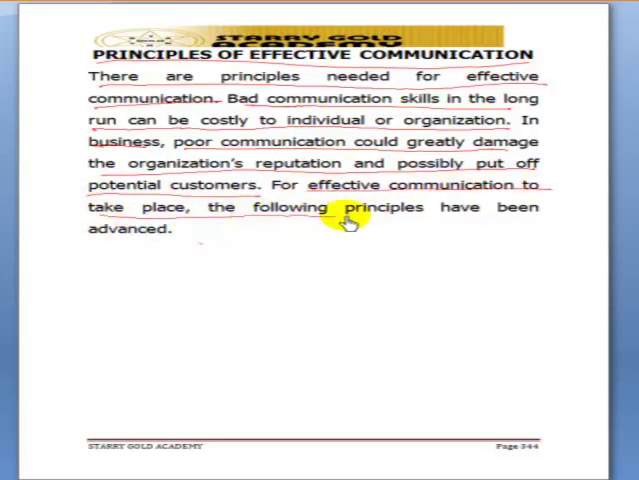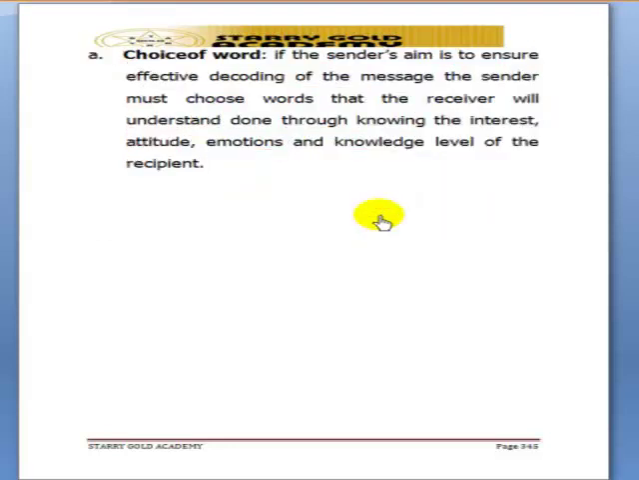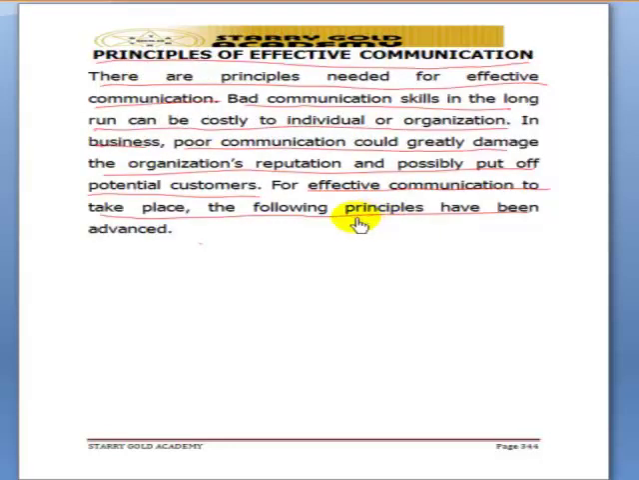So how do we now achieve effective communication? These are the things that we must take note of for communication to be very effective. What are the things that we must take note of? We have to choose our words. Of course, this one has been explained somewhere. You have choice of words. What are we saying? What do you mean by choice of words?